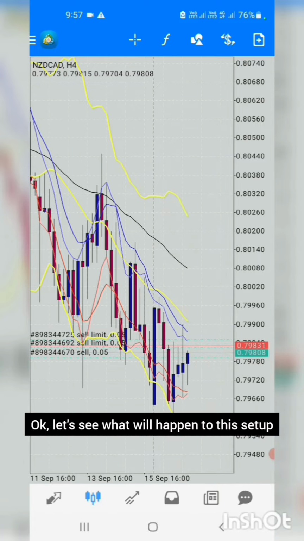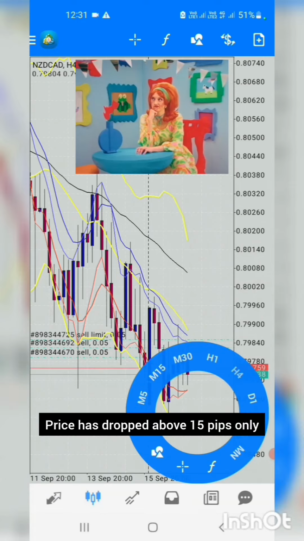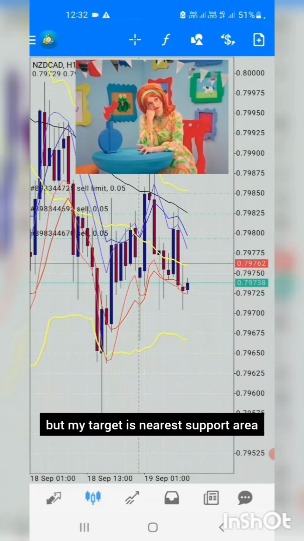Okay, let's see what will happen to this setup. Price has dropped about 15 pips only, but my target is the nearest support area.